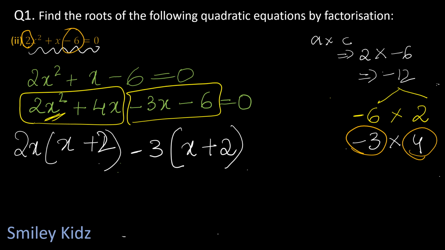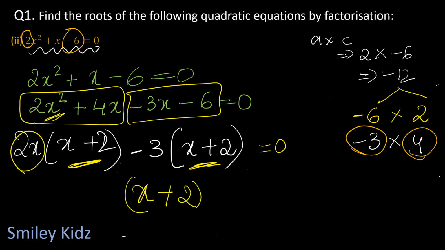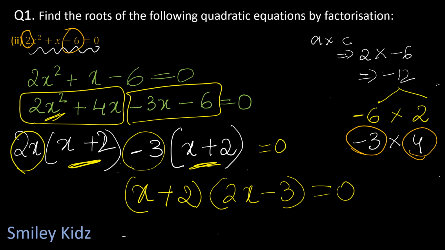Now, equate them to 0. We're able to see x plus 2 and x plus 2 as common. So let me put it down like this. x plus 2 common, and then we have 2x minus 3. Equate both of them to 0.